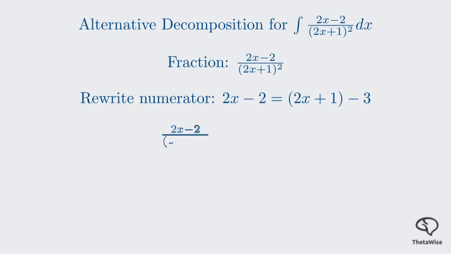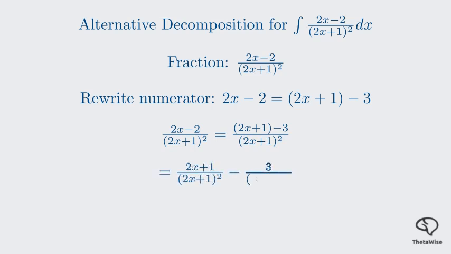Now we substitute this back into our fraction. We have 2x plus 1 minus 3 over 2x plus 1 squared. Because this is a single denominator, we can split it. We can write this as 2x plus 1 over 2x plus 1 squared minus 3 over 2x plus 1 squared. The first term simplifies. 2x plus 1 cancels out, leaving 1 over 2x plus 1. So the decomposition is 1 over 2x plus 1 minus 3 over 2x plus 1 squared. As you can see, this is the exact same partial fraction decomposition we found using the other two methods. This technique of algebraic manipulation is a very elegant way to find the decomposition when the denominator is a repeated linear factor.